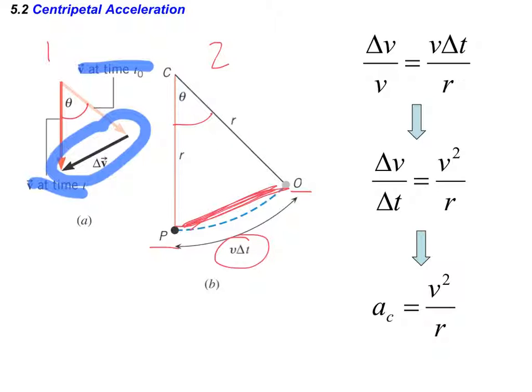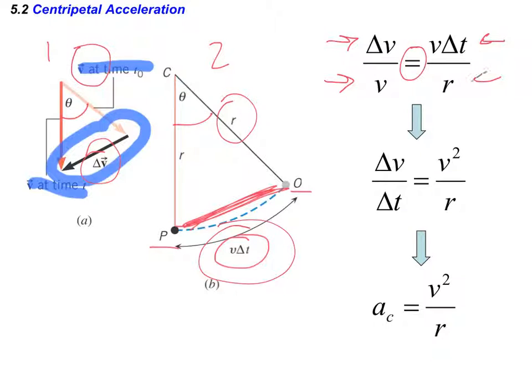So if they're similar triangles, then I can do a proportion with these and say that delta V divided by V, which is my leg over here. So if I take delta V, the side opposite theta, divided by the other side, V, I can set that equal to doing the same thing on the other triangle that's similar, taking the side that's opposite theta, dividing it by one of the other legs right here, and I get this equation that delta V over V is equal to V delta T over R.